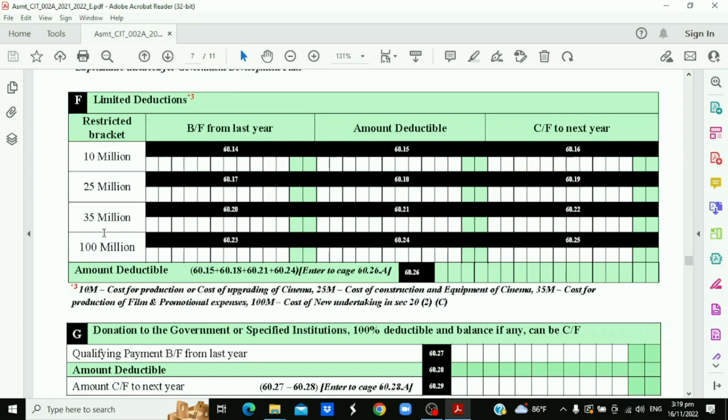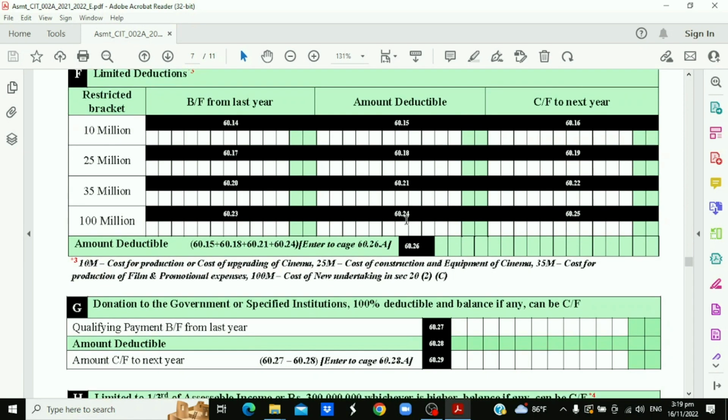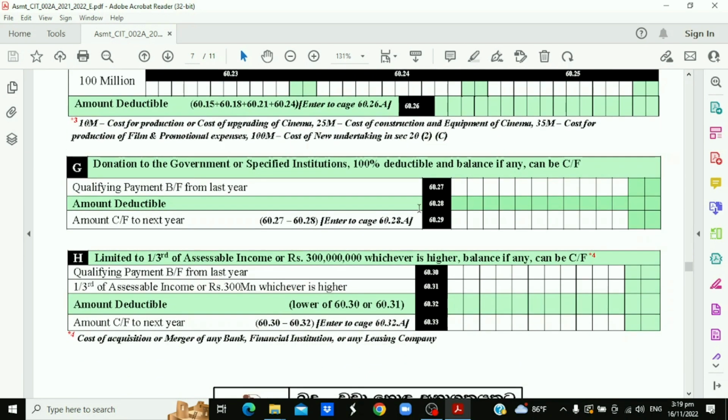There's a 100 million limitation, right? This also has some brought forward value. Then depending on the limitation and the available amount to be deducted, we can decide the deductible value. Then if there's any carry forward one, we can mention it as a carry forward. Then the D is related to donations to the government or specific institutions.